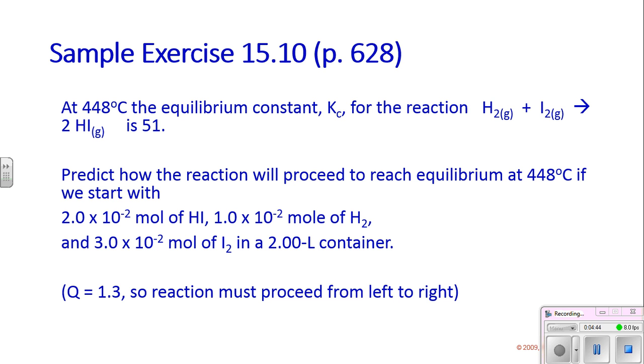Q equals, in the end, 1.3, so the reaction will proceed from left to right. But how do we get to the 1.3, and how do we know it's going to proceed left to right? So the first thing we want to do is look at what we're given. So we're given that K is equal to 51, and we need to be careful when we plug in our values for Q that we use a concentration rather than our number of moles. Since we're given the number of moles and we're given 2 liters for the container, we have to divide our moles by our 2 liters, and that will then give us our concentration.